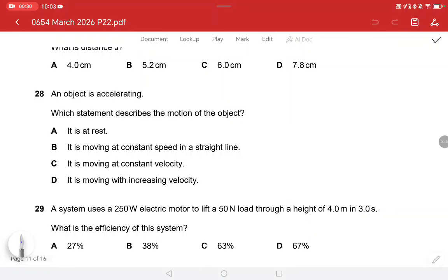Before solving the question, you should know what acceleration means. Acceleration is the change in velocity per time. So if there is a change in velocity, it means yes, we have acceleration. Velocity has two things: a magnitude, the speed itself, and the direction. If there is a change in speed, there is acceleration. If there is also a change in direction, it can also be acceleration.